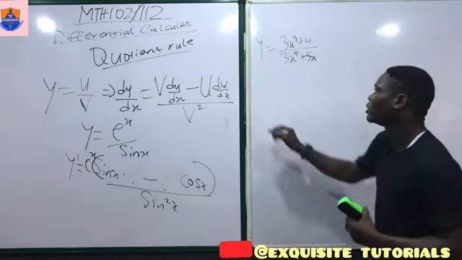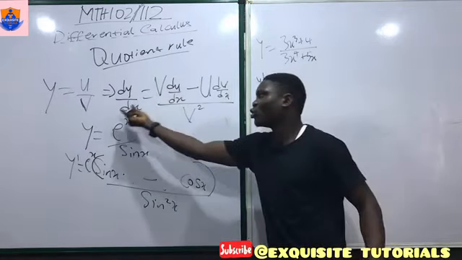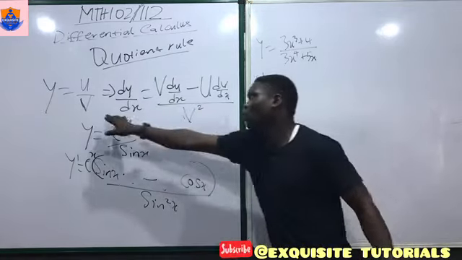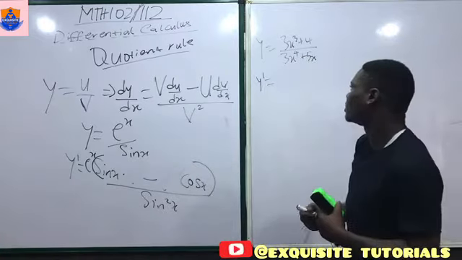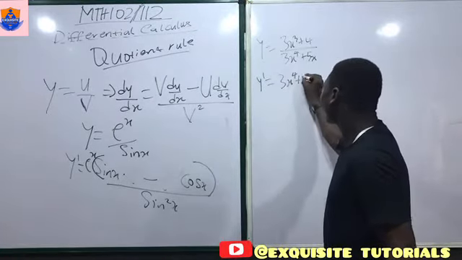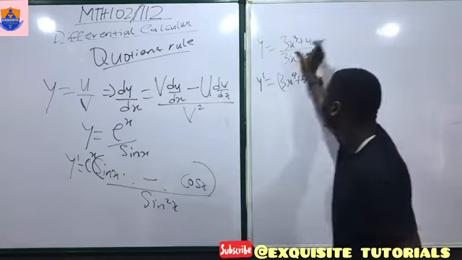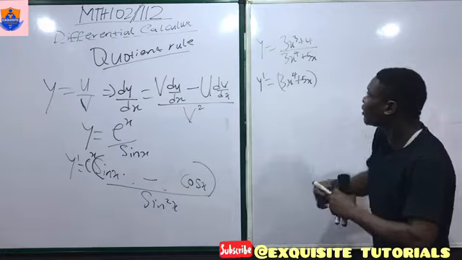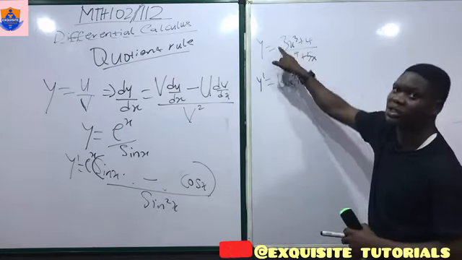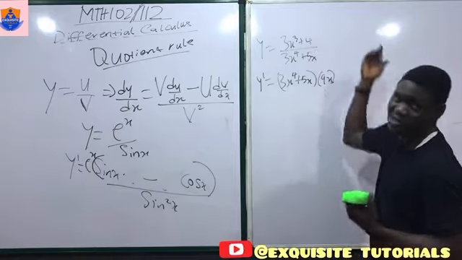Easy. Now your dy dx is take the denominator, which is your v, this is it, then differentiate the top, which is this. So when you differentiate this top, you are going to have 3 times 3 is 9. So you have 9x squared plus 0.